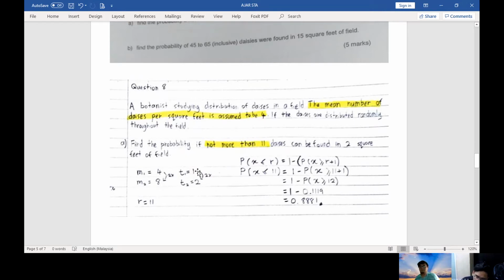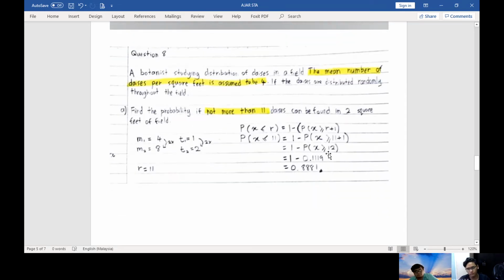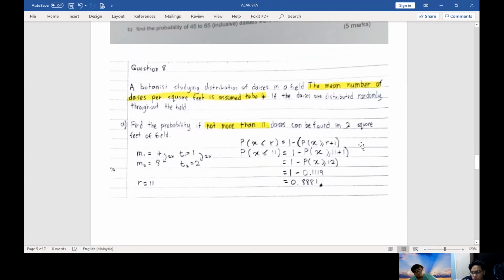So how can 1 become 2? We need to multiply by 2, right? Yeah. So we need to do the same thing to the mean M1. So we have M2 equal to 8, because 4 multiplied by 2. All right. So, not more than.